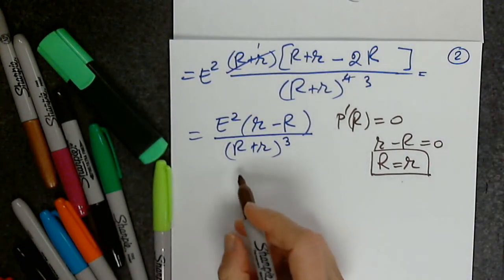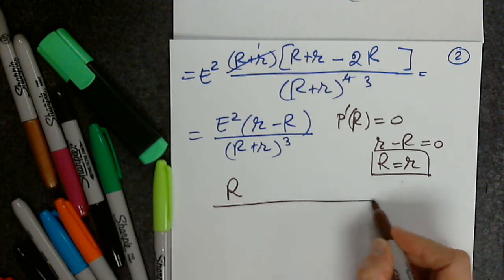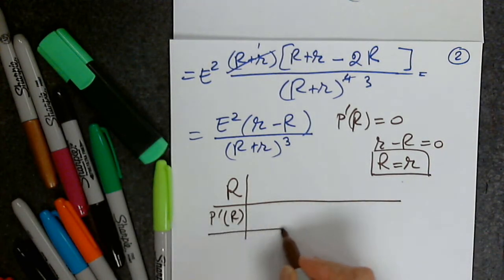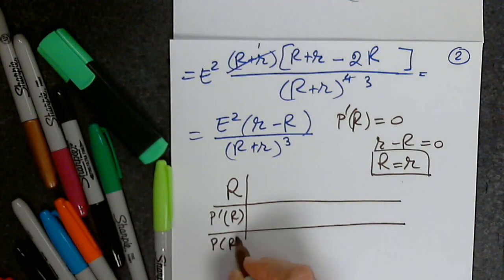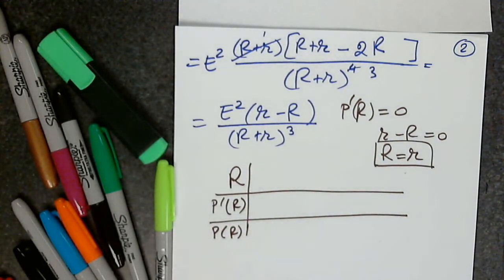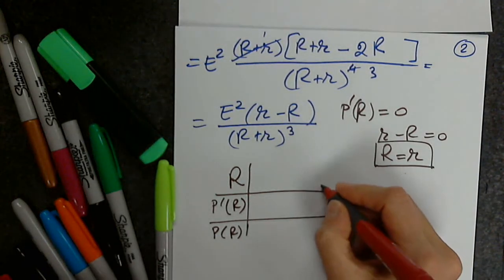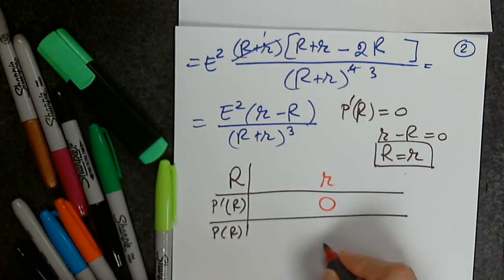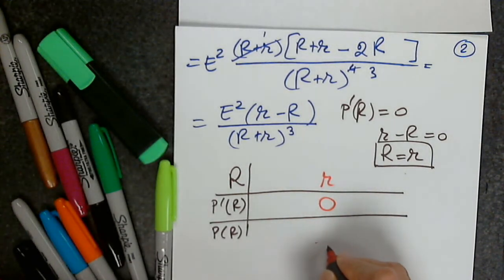So I have to do this. R is the variable in the problem. P prime of R and P of R, like we do with everything, right? So I have to show that the signs change accordingly and create a maximum at that value. So I have the little r. I know that this is 0. And I want to be able to say that this is the local max. But I'm not able yet.